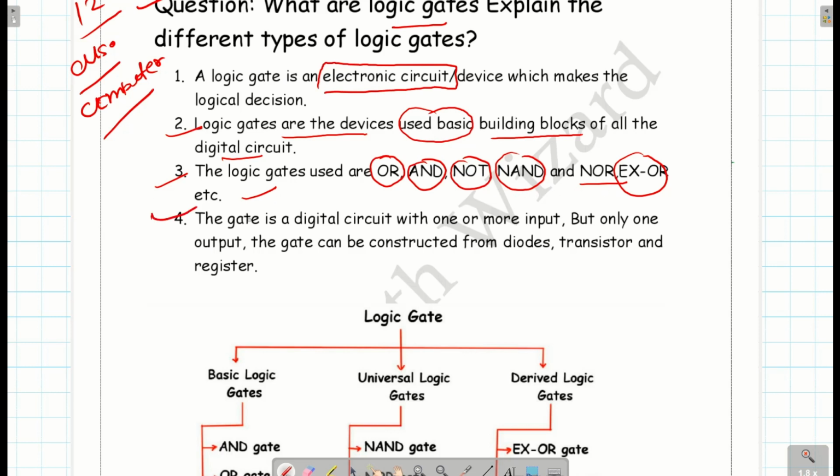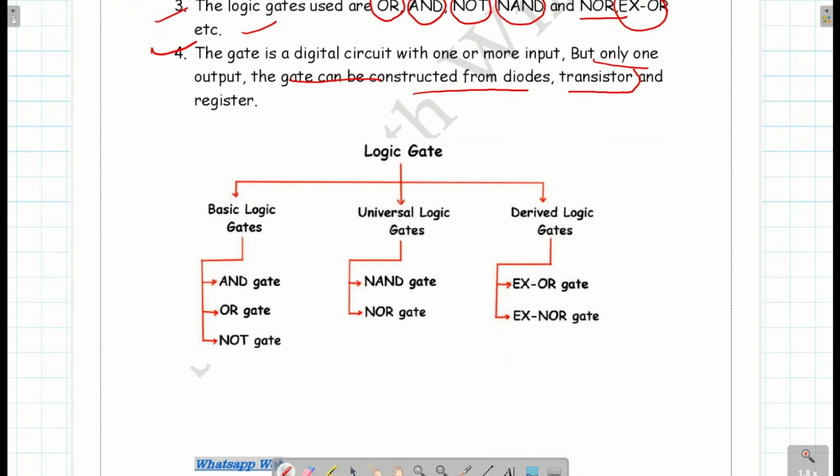Next, a gate is a digital circuit with one or more inputs, but only one output. The gate can be constructed from diodes, transistors, and resistors. And sometimes when you see a question like how can you build gates, the answer will be with the help of diodes, transistors, and resistors. So these are three.